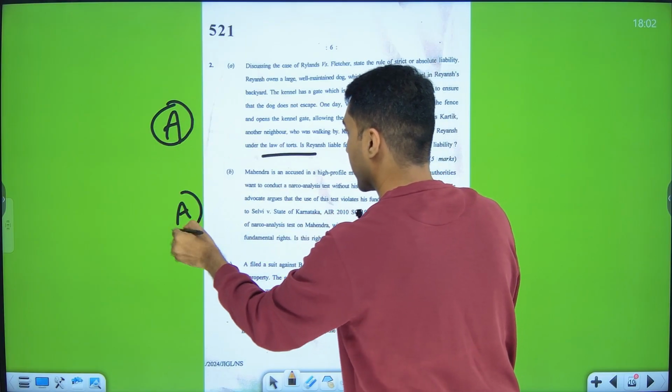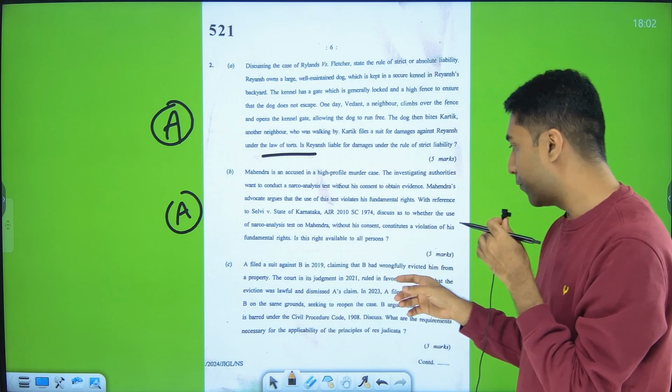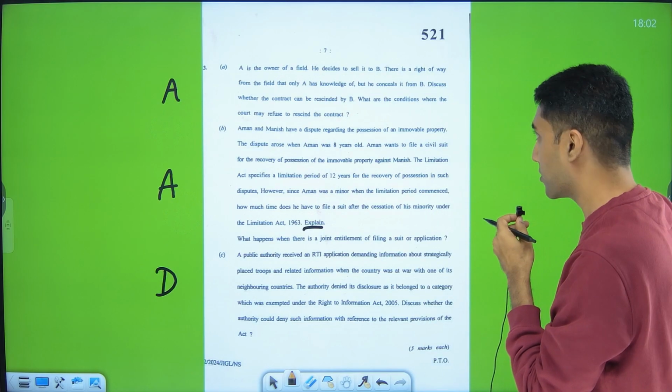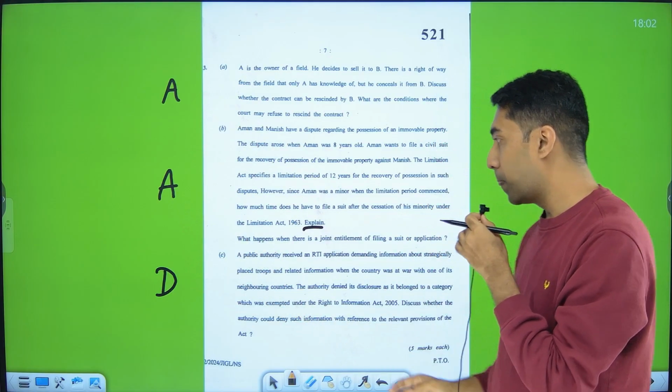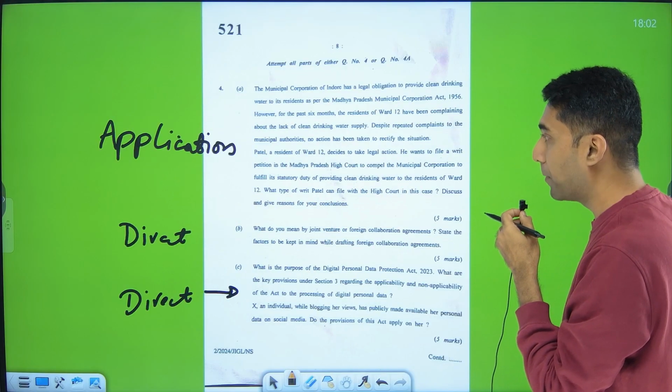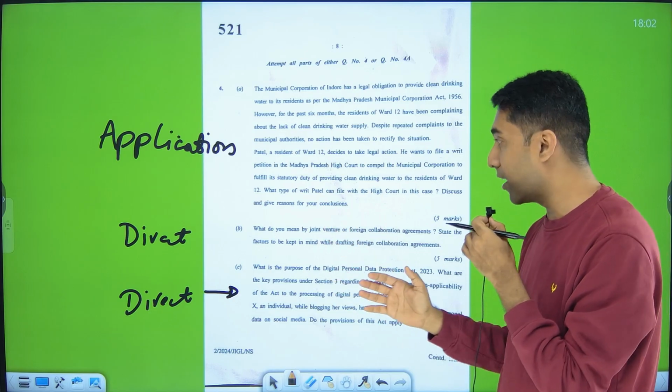Then same way here, application of mind. Then if you look at it here, case law question asked. So a lot of case law questions here. Application of mind, application of mind. Then you have a direct question, application of mind, direct question. So like that, they have divided very well.